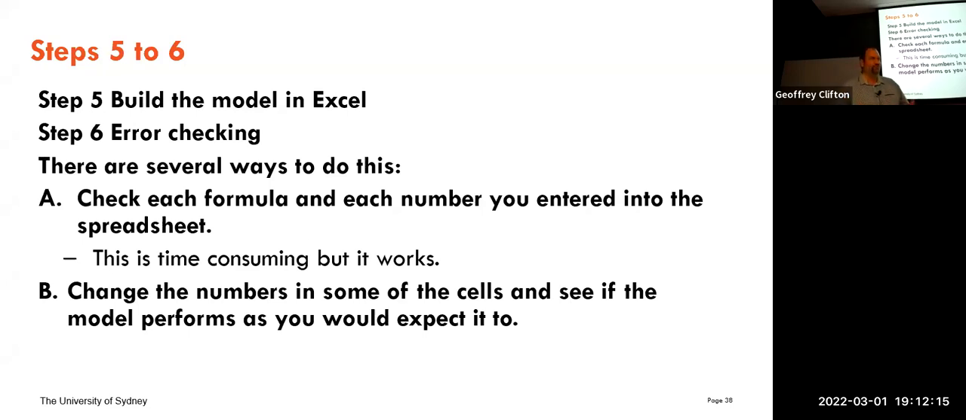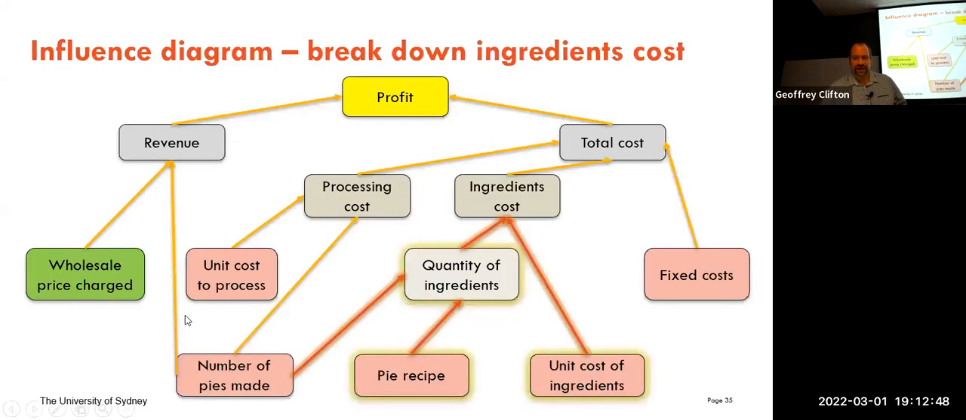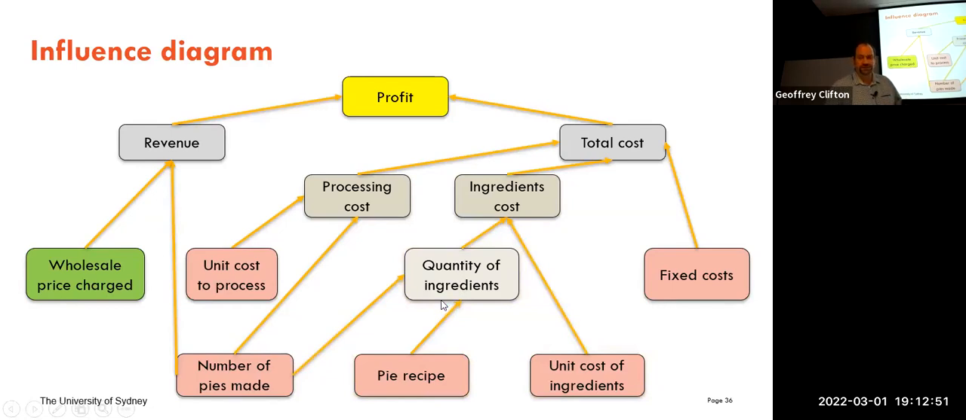And you'll see that when you go through some of the other models we build, you make a mistake, well, you just have to go back and check it out. Another thing which works really well is to change the numbers in some of the cells and see if the model performs as you'd expect it to. So if you raise the price, does that lead to more revenue and more profits? If you increase the quantity he bakes, does that lead to an increase in the amount of ingredients used, the total costs, and the revenue? See how the logic works there? You should be able to see that those things work.